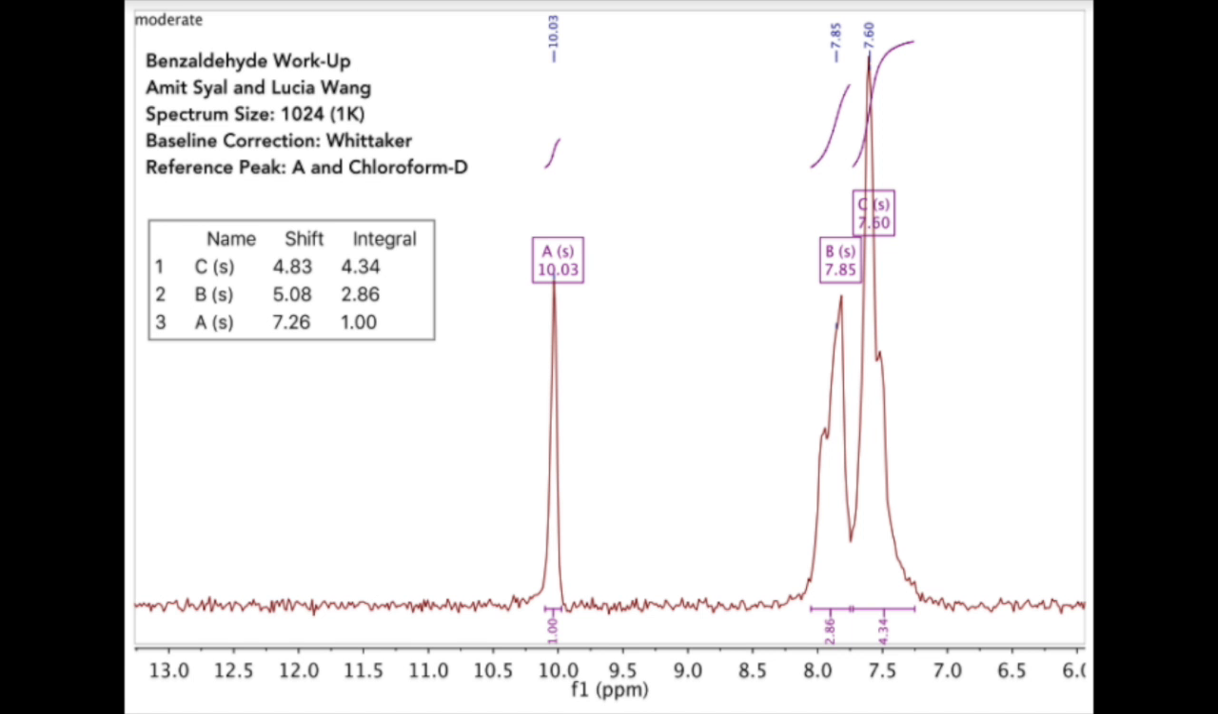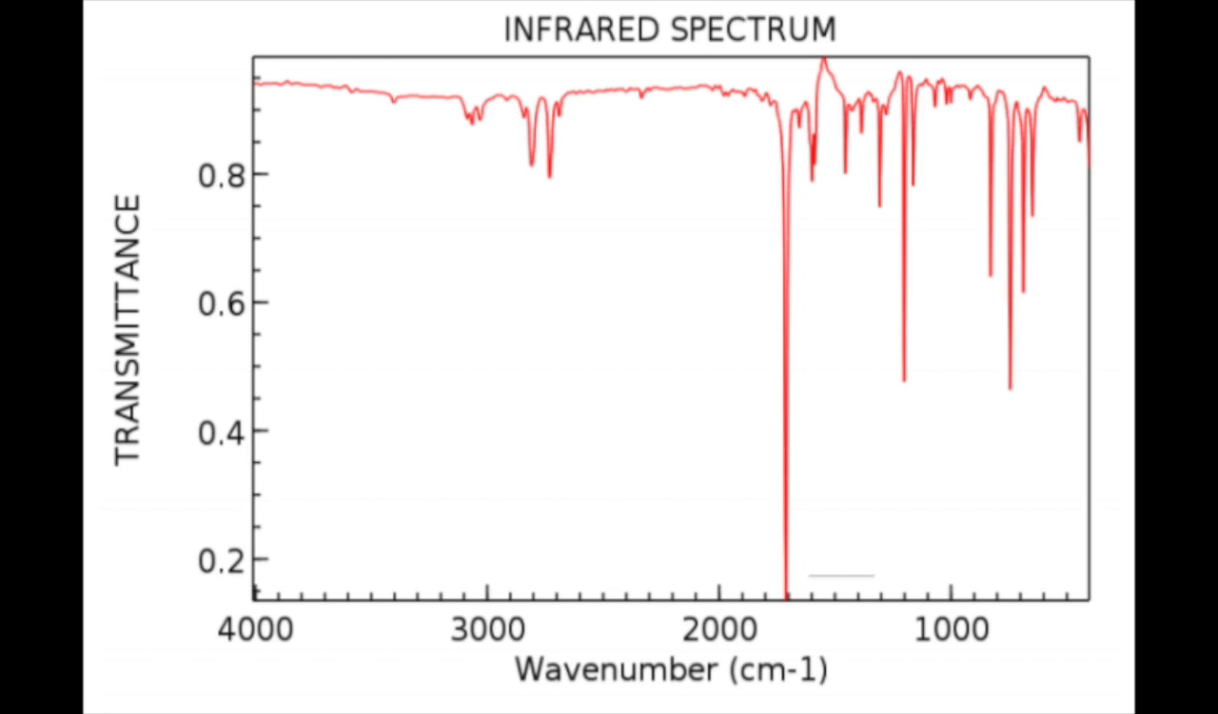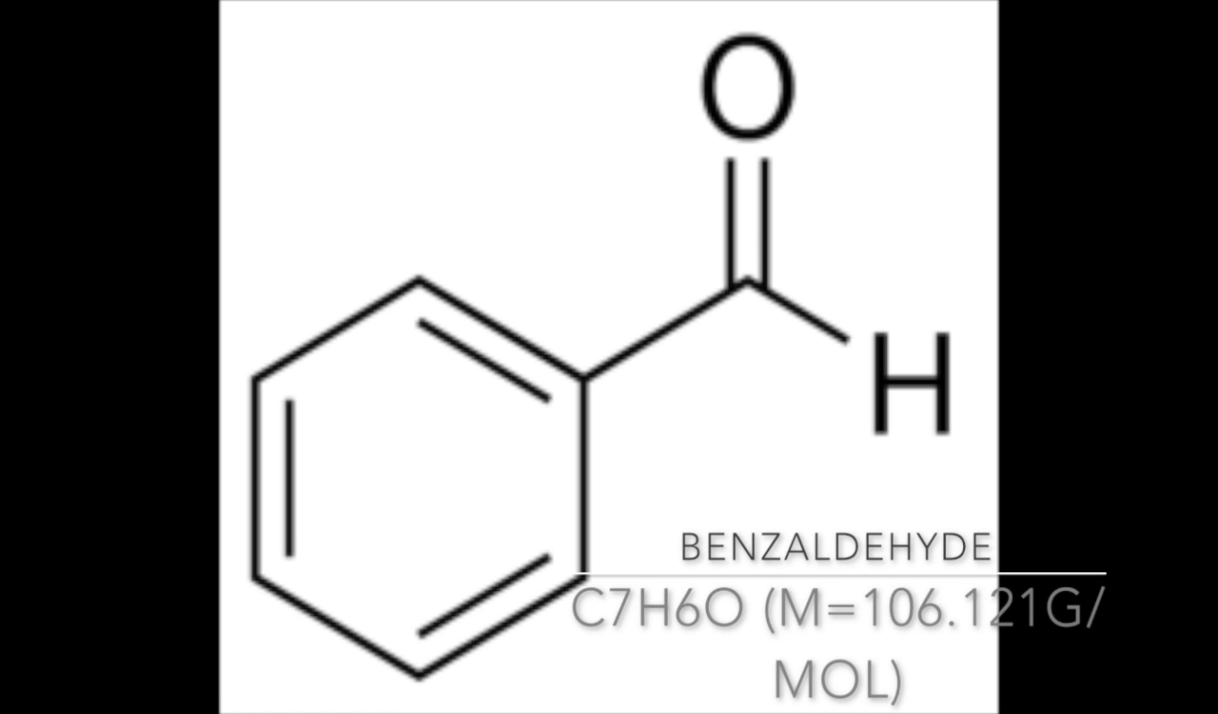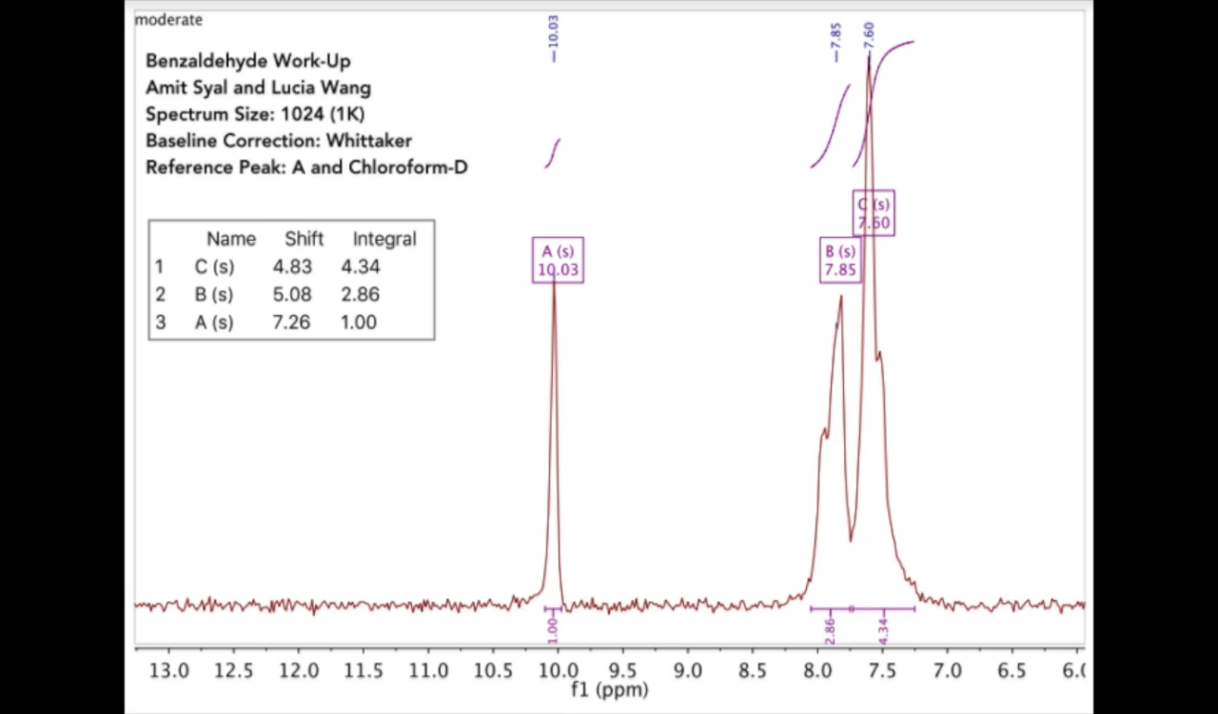Our molecule is one of the 18 chemical syntheses from the lab of Dr. Aiden and Dr. Ozen. From the NMR spectrum and the IR spectrum, we were able to determine that our molecule is benzaldehyde, which has a formula of C7H6O and a molar mass of 106.121 grams per mole. The NMR spectrum we were given showed 3 different signals, which suggests 3 different chemical environments.